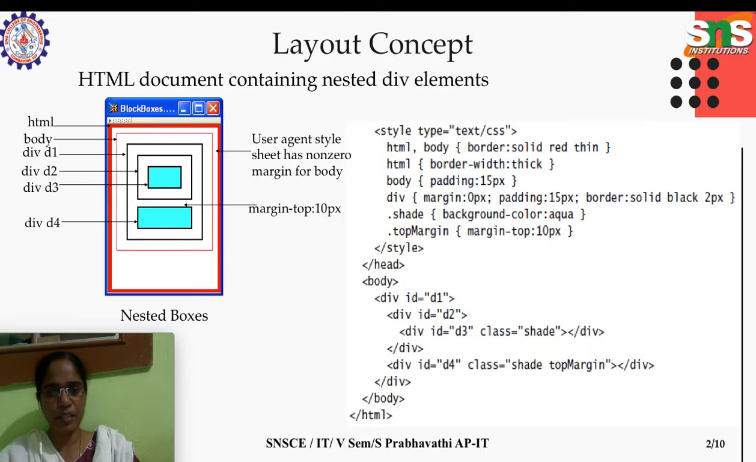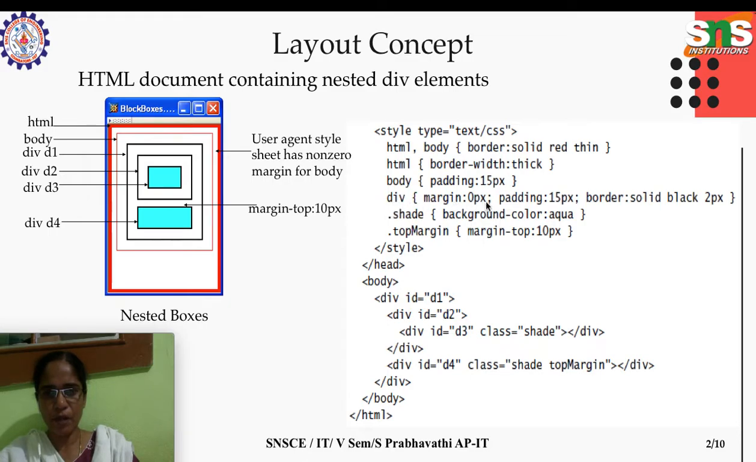Okay, body content. Padding applies to all four sides, since we haven't explicitly mentioned padding right or left or bottom. So simply padding is the shortcut way of giving all four sides 15 pixels. This is the body border, and this is the padding, 15 pixels. And now we are giving style for the div element.